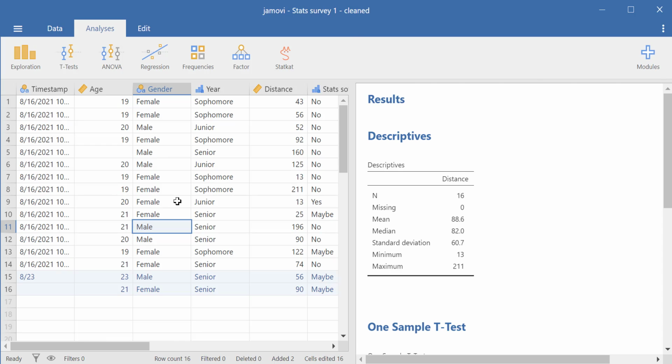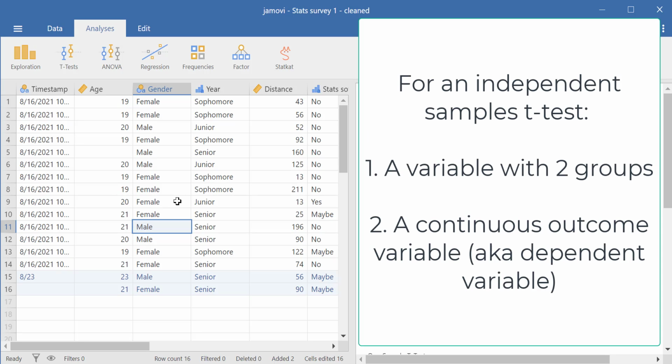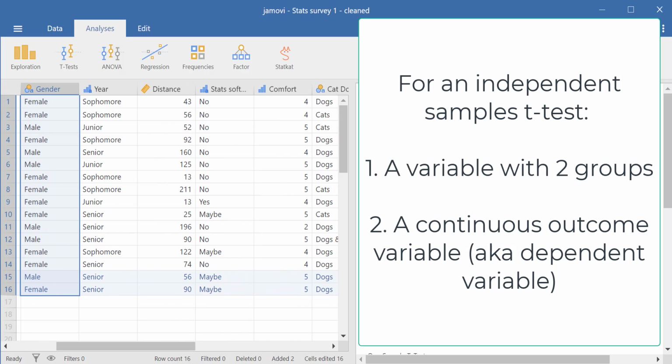So the things that I need are, first off, a variable that has two groups. So a variable such as gender has just two groups in this data set. So I have females and males. And I want to look at a continuous outcome. So there might be something like, do females and males differ on how far they live away from campus? That was my distance one.